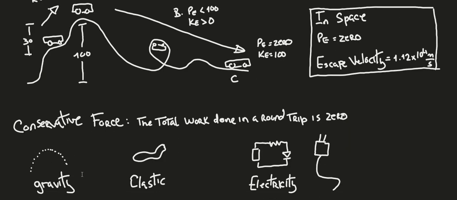Conservative forces. So why is gravity a conservative force? Because anything that goes up has to go down. If it falls in the same place, it didn't move, so there is no work there.